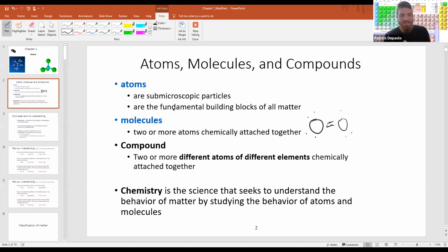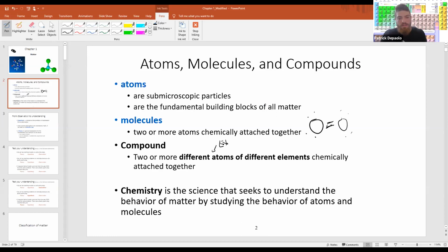Okay. So atoms, you get it. Molecules, two or more. And this is the Lewis structure for oxygen gas. It is O and O next to each other, right? They're chemically bound covalently by a double bond. This is a molecule. It is not a compound. A compound is when you have two or more different types of atoms or different elements.